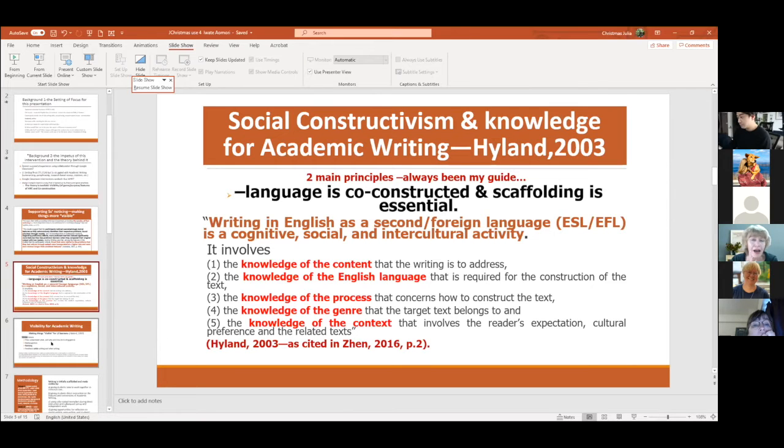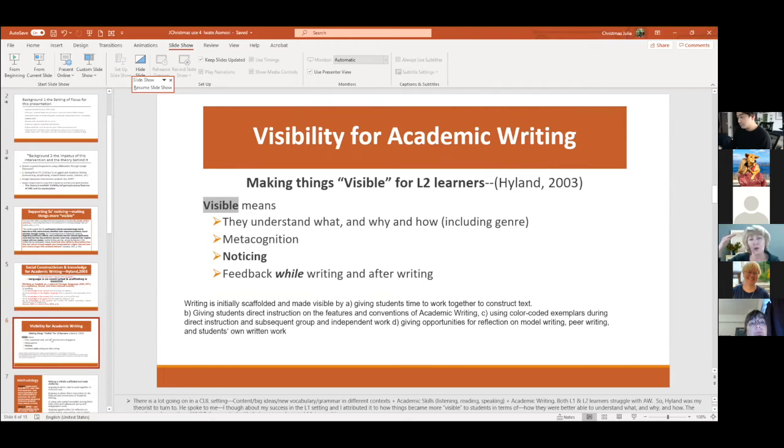And then Hyland takes it to a whole new level. So he takes noticing to another level with L2 writing and refers to it as visibility. And I'll explain that further in a minute. But it really, really struck me that I need to make it visible, and using technology helped in my L1 situation, make it visible, and that's why it was successful.